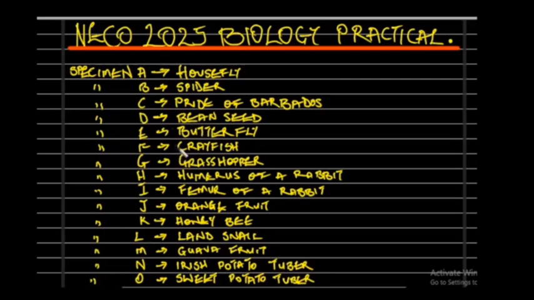Without wasting our time, let us go straight into talking about the specimens one after the other. We'll be starting with our specimen A, which is the housefly. What are the things that we'll be looking at as we discuss this particular specimen? First and foremost, I will talk about its characteristics. I will talk about its classification. Since it is an organism, it will definitely belong to a particular class.